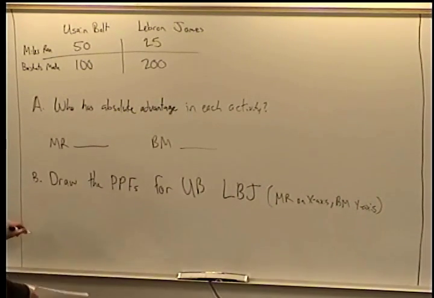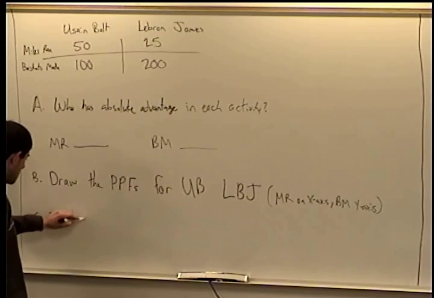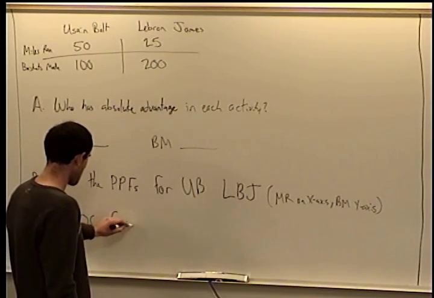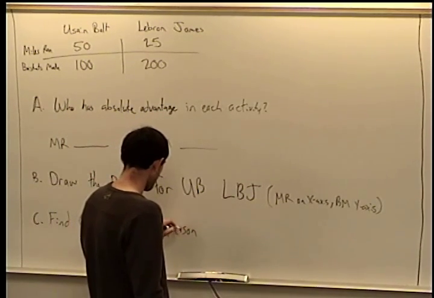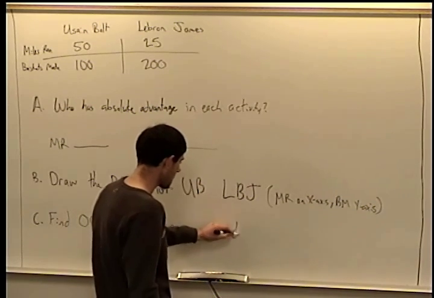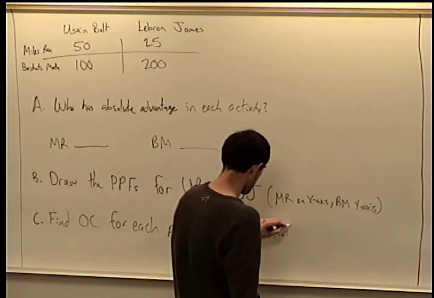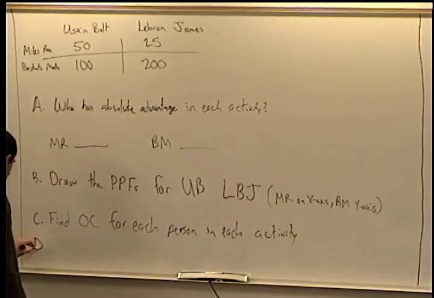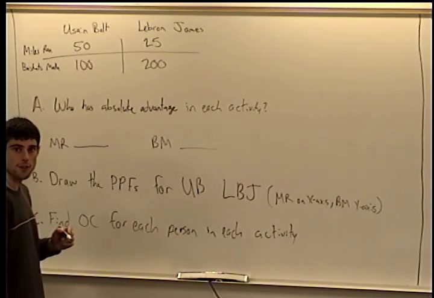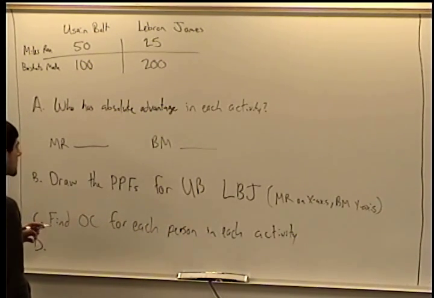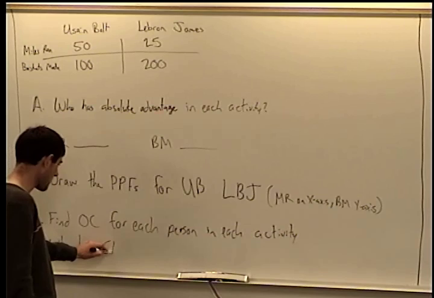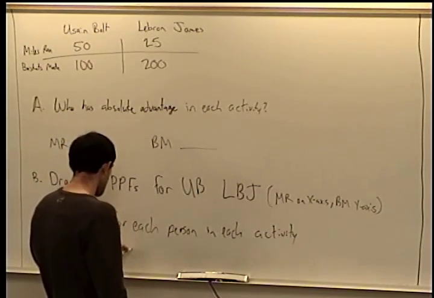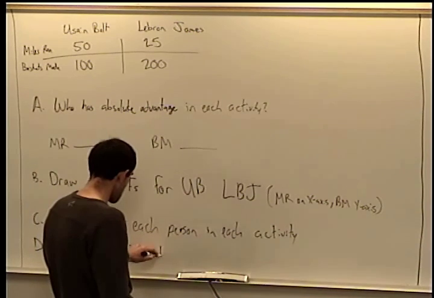And then part C, find the opportunity cost for each person in each activity. And then part D, who has the absolute and comparative advantage, or who has a comparative advantage in each activity. So who has comparative advantage, CA, in each activity.